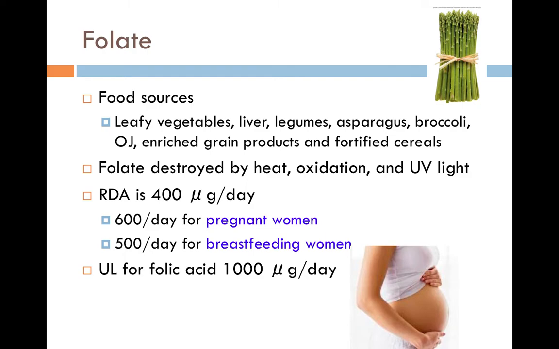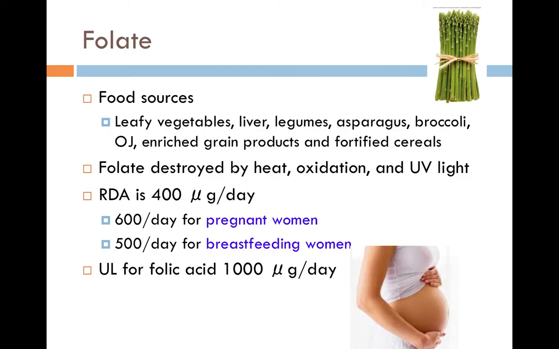Folate is easily destroyed by heat, oxidation, and UV light. But vitamin C in some food sources of folate, like orange juice, helps to reduce the destruction of folate. But unfortunately, food processing destroys 50% to 90% of the natural folate found in food.